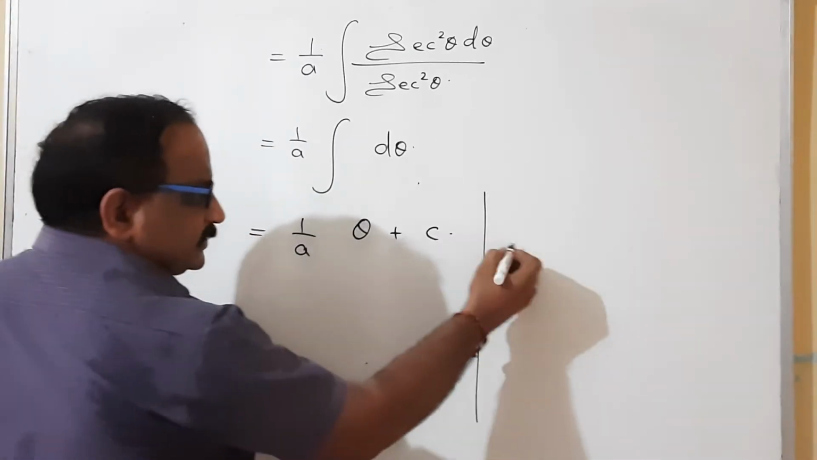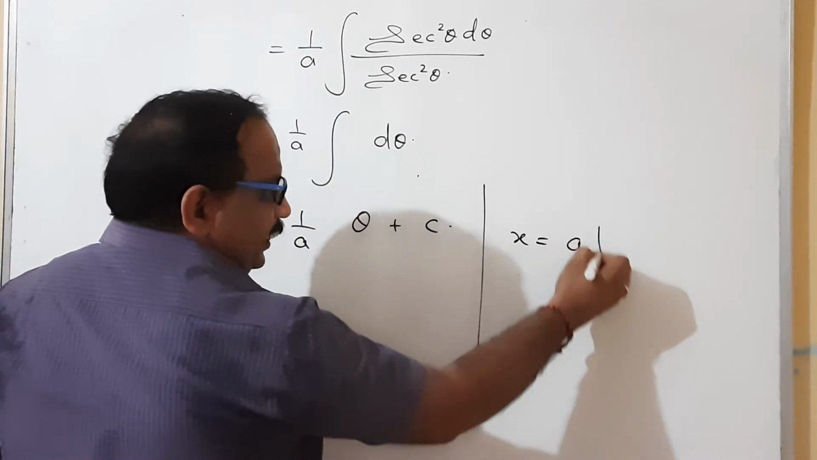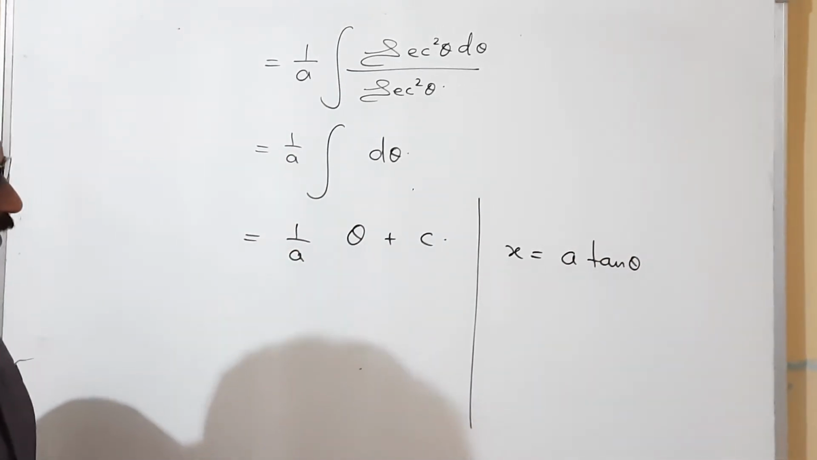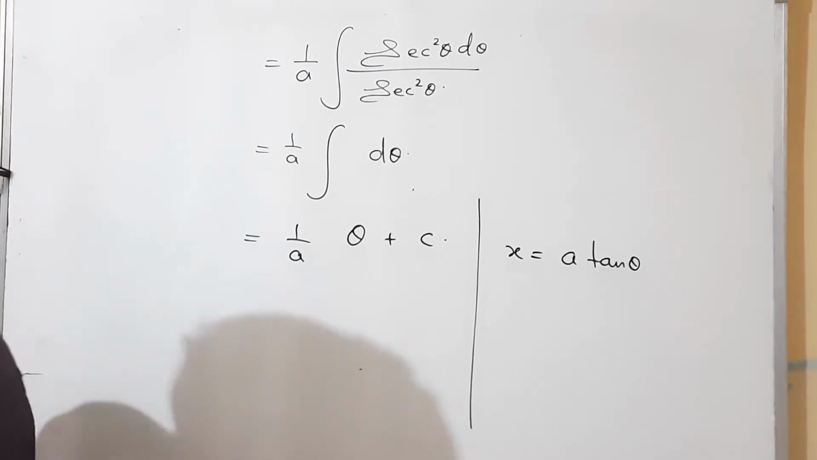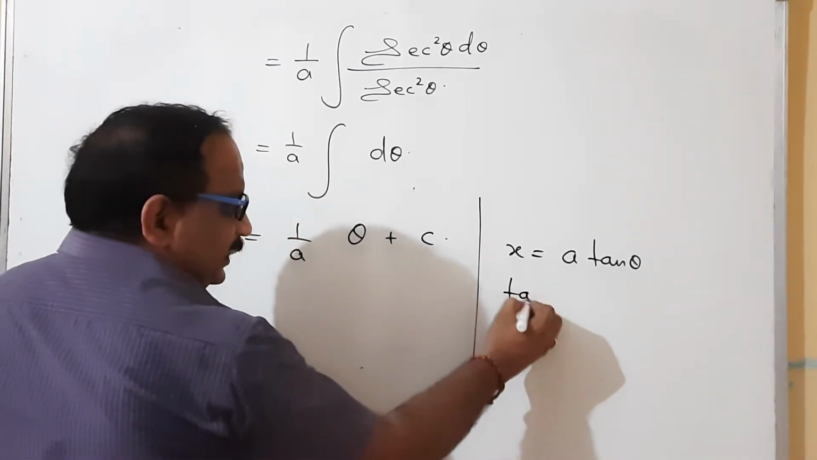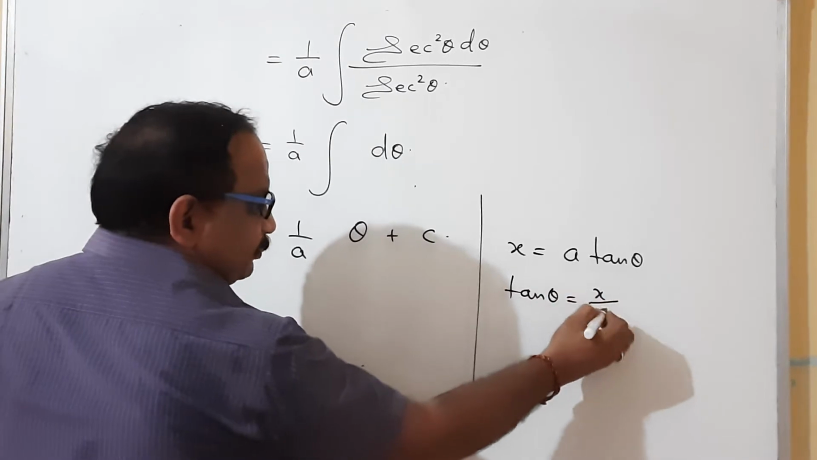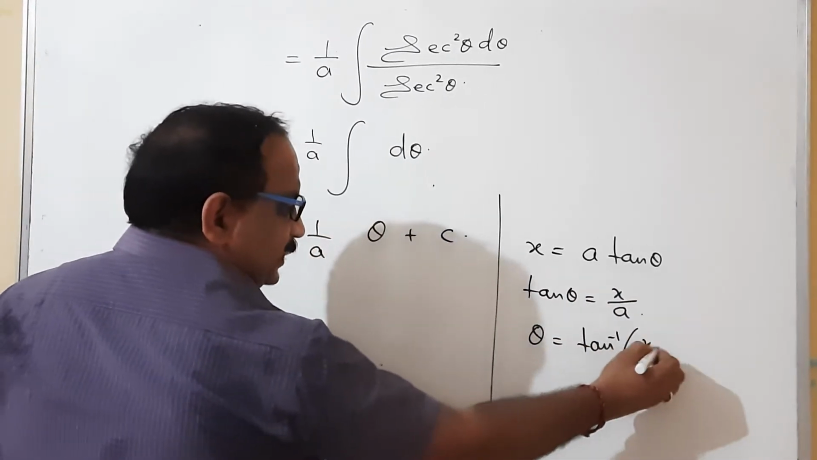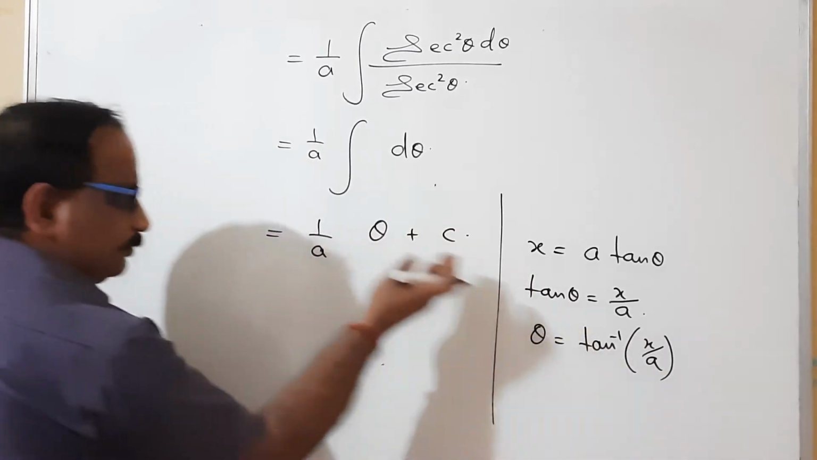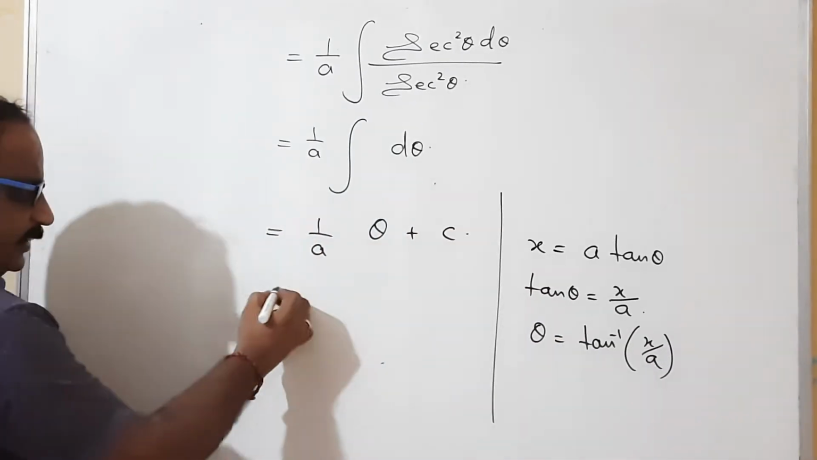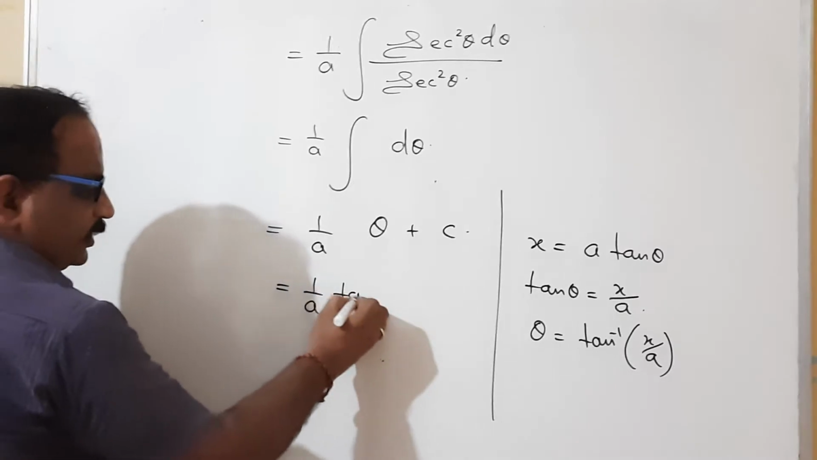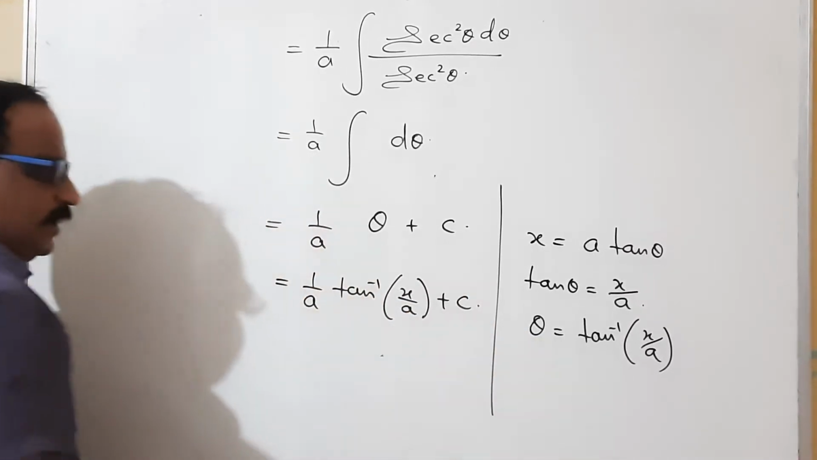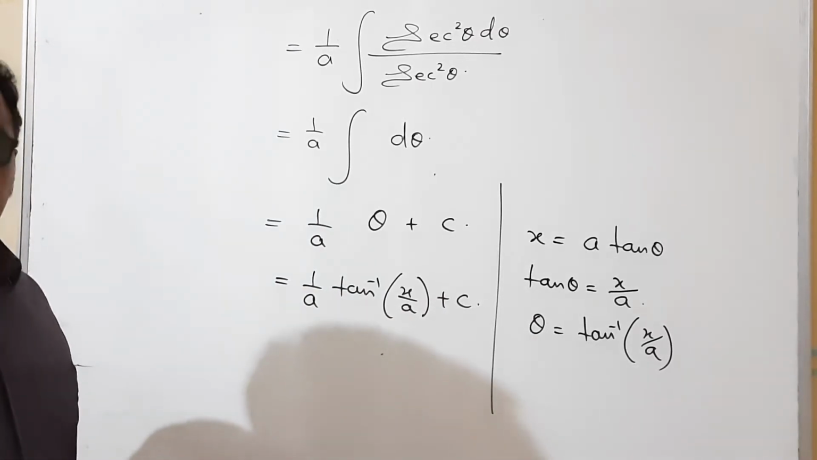Now we have to resubstitute the value of theta here. Remember what was our substitution? x equals a tan theta. That was initially our substitution. From there we have to calculate the value of theta. So tan theta comes to us as x upon a and theta comes to us as tan inverse x by a. This value should be placed here. So here is 1 by a and what? Tan inverse x by a plus c. That is our formulation. That was the first part.